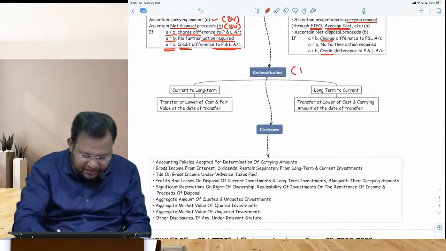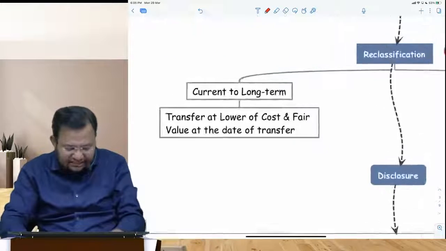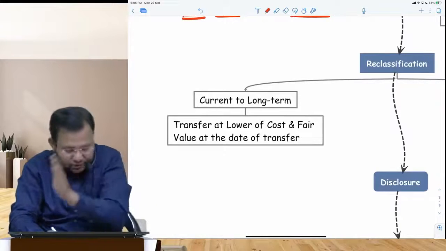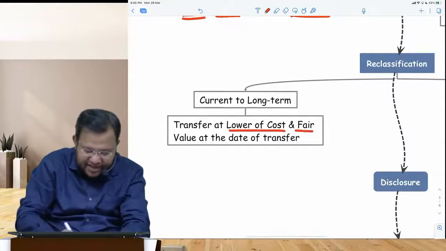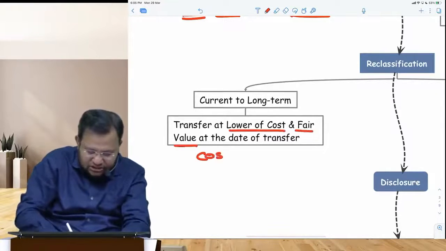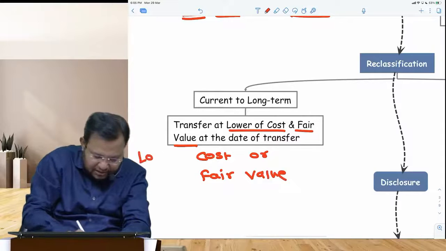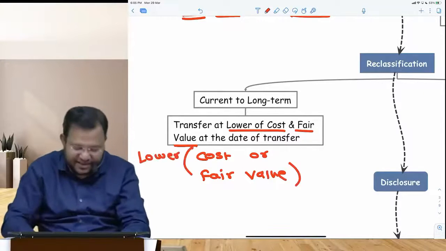Reclassification, expect a question on this in the exam. So you can reclassify short-term investments to long-term. If you reclassify from short-term to long-term, transfer them at the lower of cost and fair value. So cost or fair value, whichever is lower. Lower of this bracket, cost or fair value.